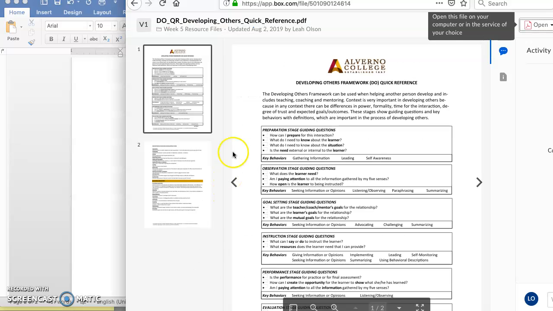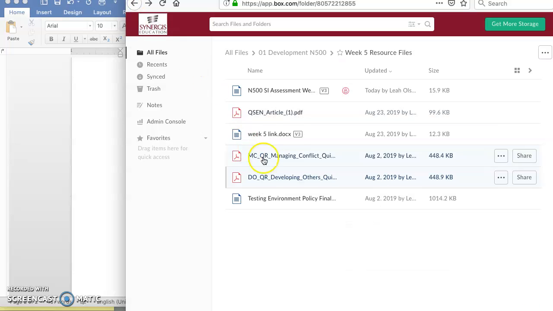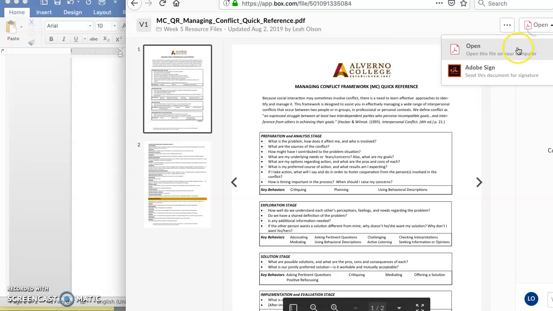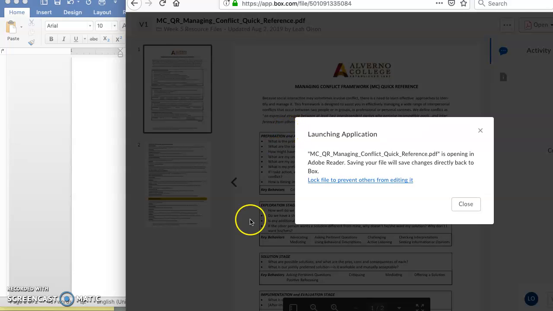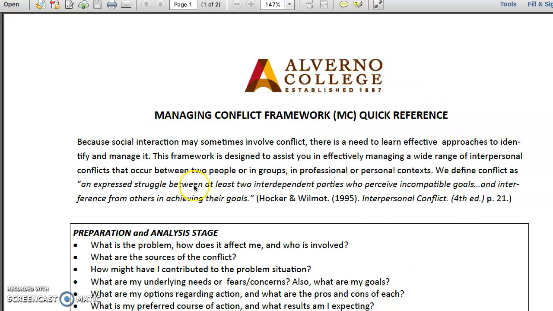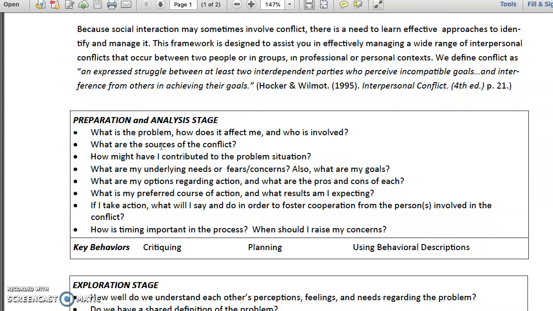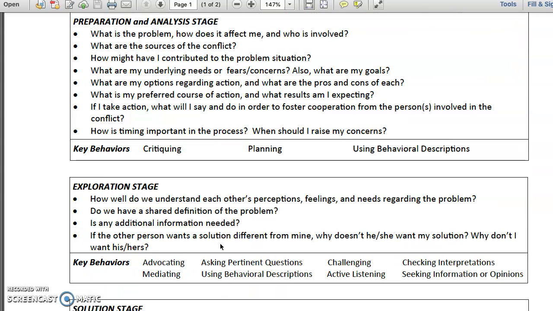So let's go to managing conflict. And as I open this, I'm just going to go through the stages of this again. Now remember, we kind of talked about this in class already, but here are the stages and some of the key behaviors. What's really important is that you recognize that your behaviors have vocabulary attached to them.